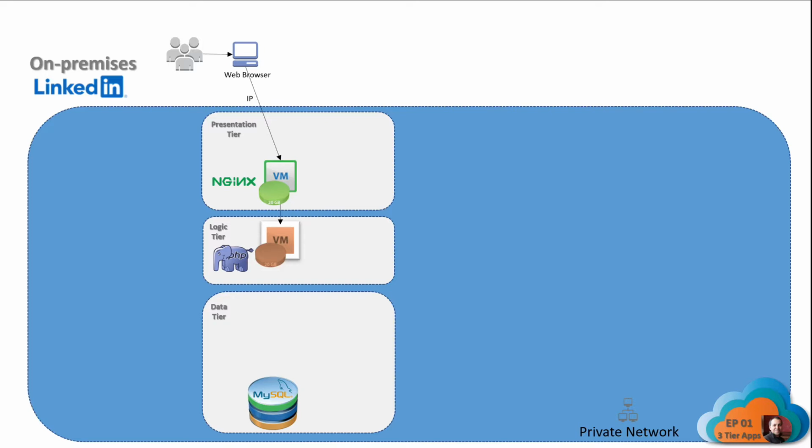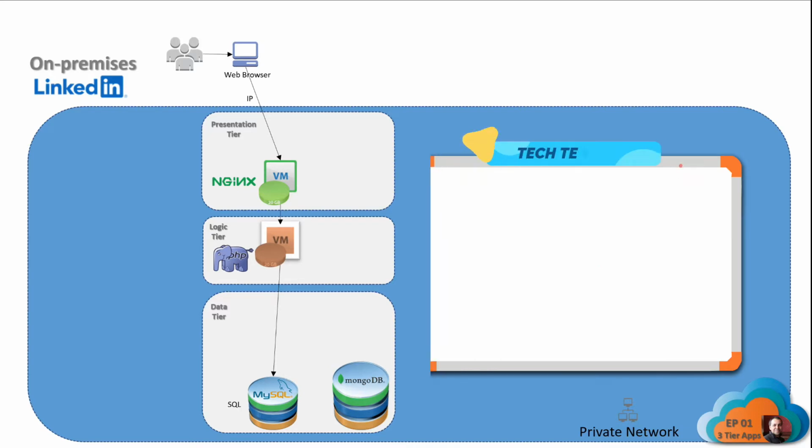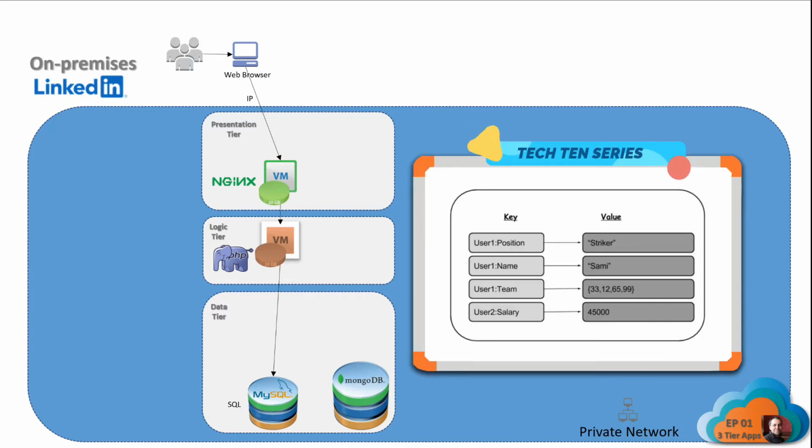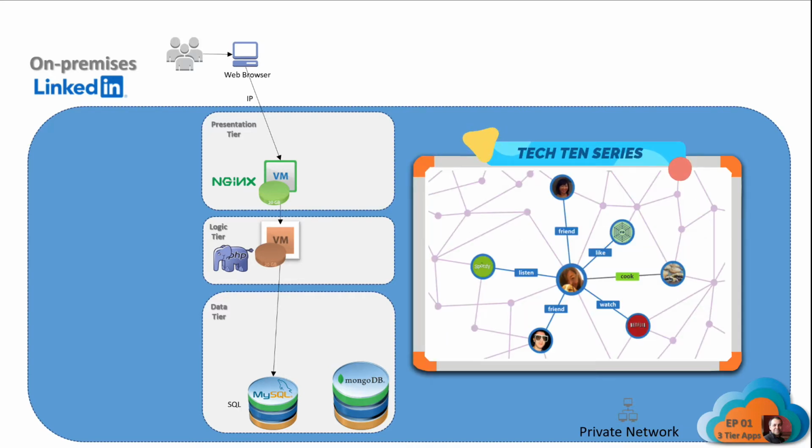Finally, we install some sort of relational database such as MySQL or MariaDB, as well as a non-relational database like MongoDB for non-tabular or key-value data, such as our user configuration data or their friendship network data.